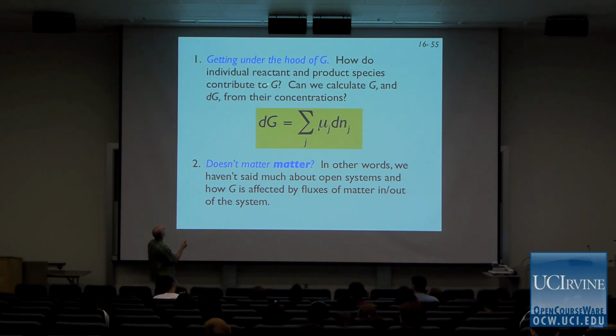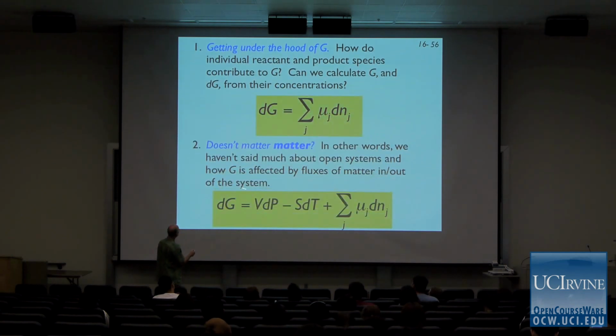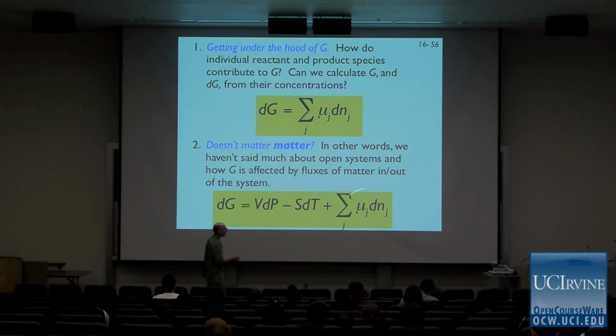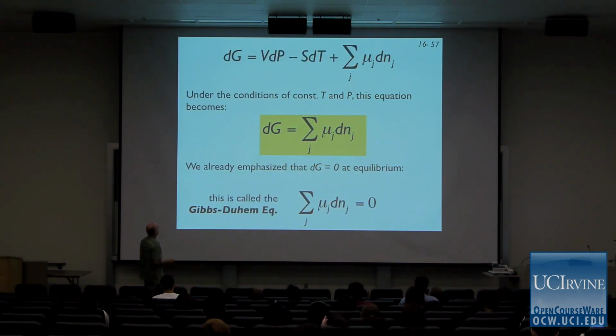So we said, can we calculate G and dG from the concentrations of individual chemical species? That's what we're doing here. Okay? And can we compensate for the addition and subtraction of material from this system in terms of understanding what happens to G? Yes, we just have to include this term right here, and we can figure out if G is getting larger or smaller based on whether we're adding or subtracting material from the system, if we know what the chemical potential is. Okay.